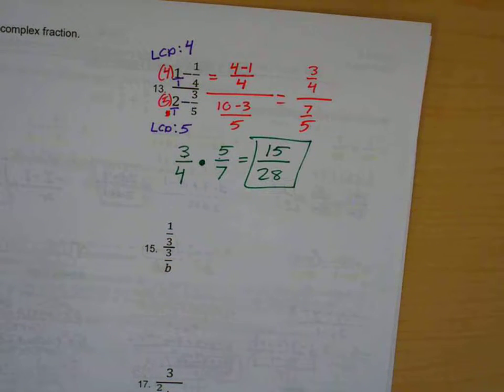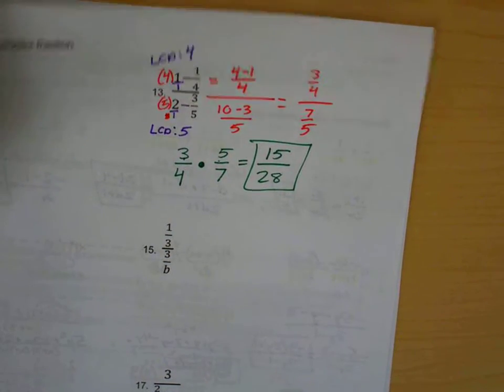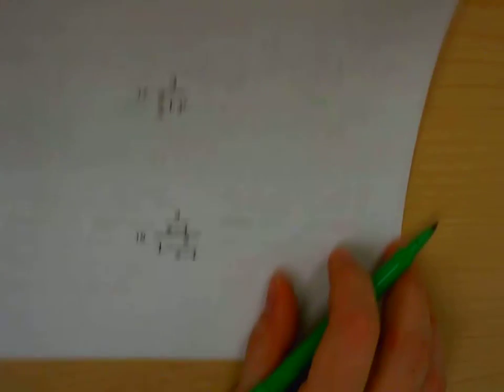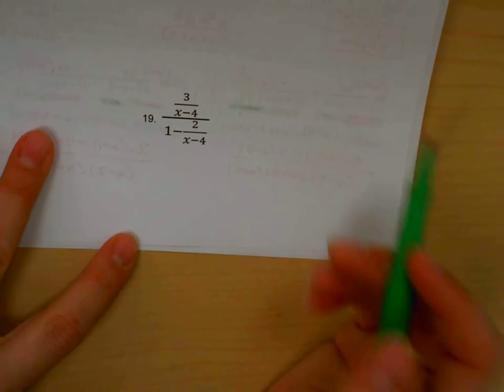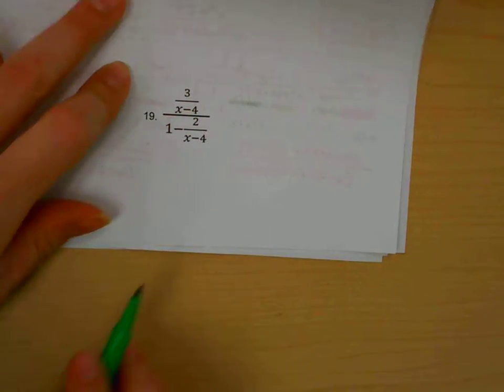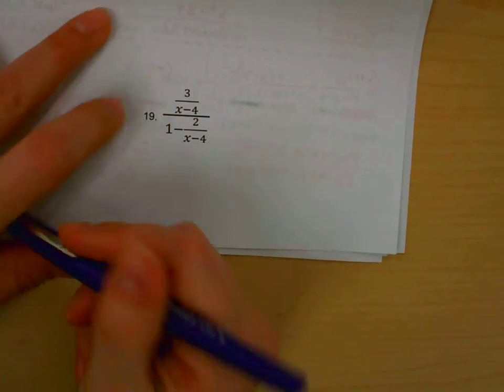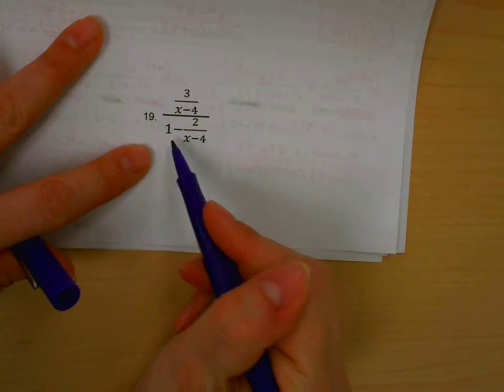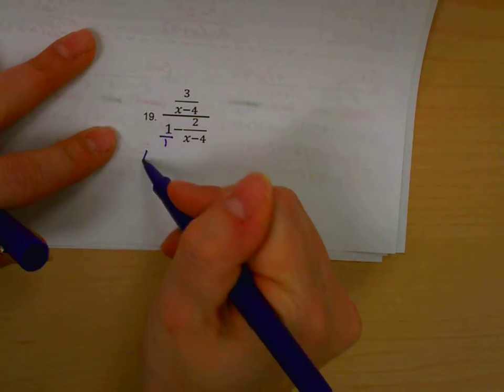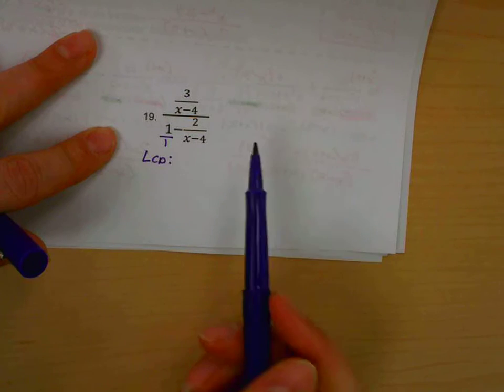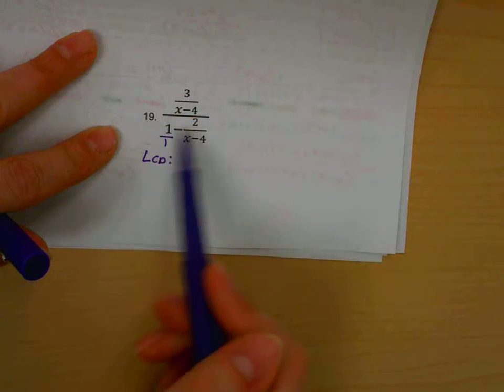So let's try one more of these. Let's do number 19. So on the top, I already have one fraction, so I'm good. On the bottom, though, I'm going to need to find what my least common denominator is, and then turn this into one fraction.